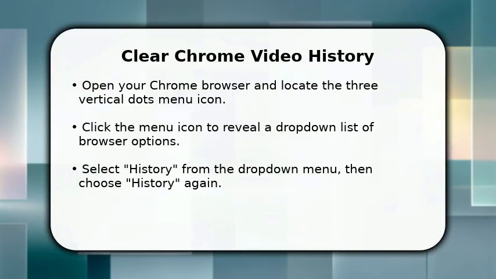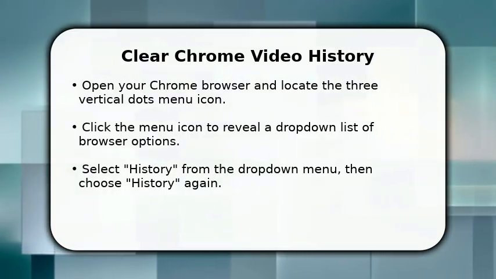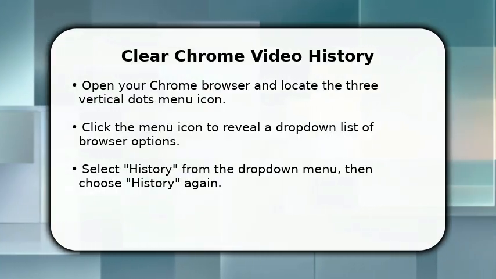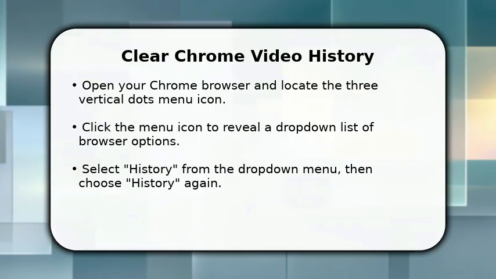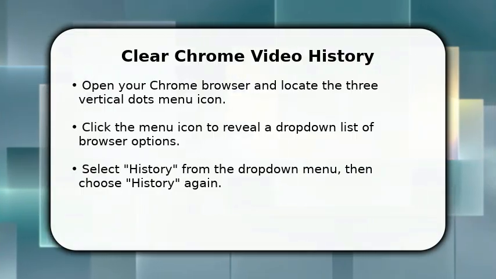In this video, I will explain how to delete video-related data from Chrome. To begin, open your Chrome browser. Look for the 3 vertical dots, or sometimes 3 horizontal lines, in the top right corner of your browser window. Click on this icon to open the main menu.